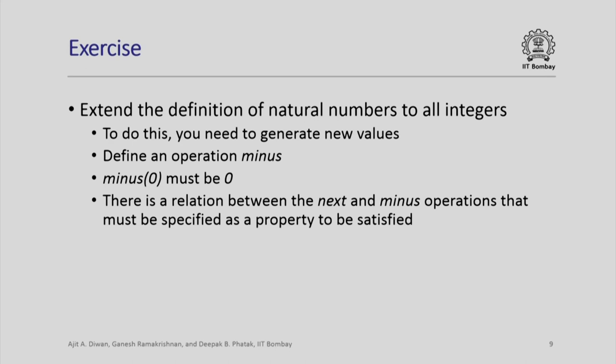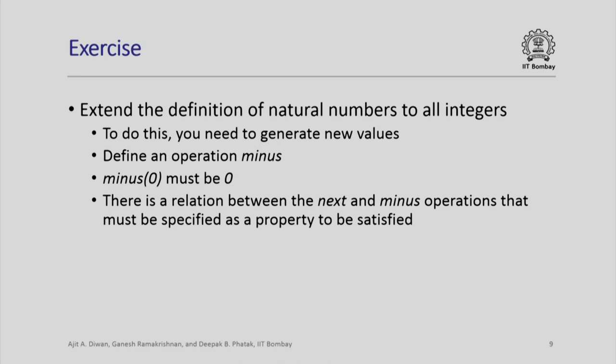But we have the next operation and a minus operation. But these must satisfy certain properties. So minus of 0, we must define it to be 0 itself. Otherwise, minus of 0 would be considered to be some new value. So minus is an operation which generates a value, just like next generates a value. But we want to specify that minus of 0 must be the same as 0. So minus 0 we define as 0.